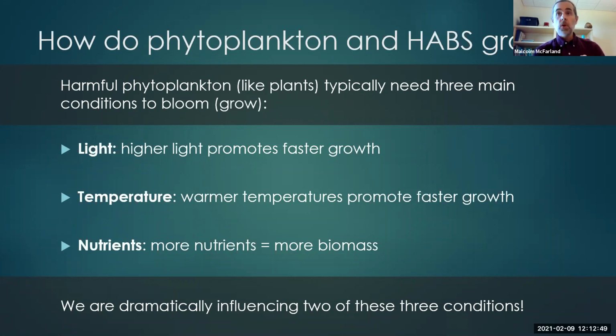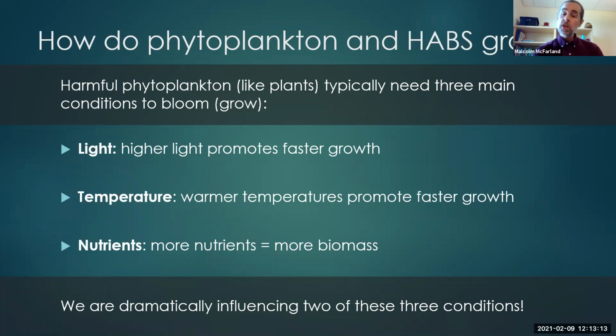So obviously they do photosynthesis, so they need light. Nutrients are basically the same types of things that would be in fertilizer that you put on your lawn, things like nitrogen, phosphorus, various trace metals. And they need these to fuel their growth. And in order to get large blooms of these organisms, you need lots of nutrients.